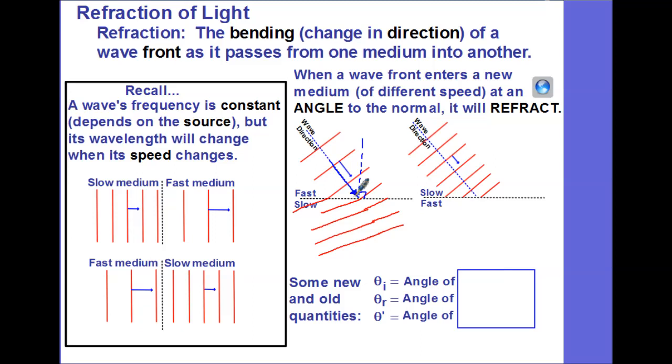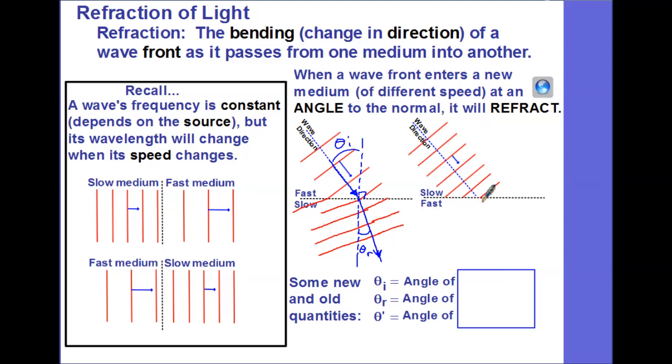We might draw a ray coming in, so this might be the incident ray. That would be the incident angle. And then, as it passes through that interface into this new medium, we can see that the direction of that light has changed. Remember, the direction of the velocity is always perpendicular to the wavefront, and so you can see that this angle, which we would call theta sub r, is less than theta sub i, so it's bent towards the normal, and the opposite would occur if we were going the other way.